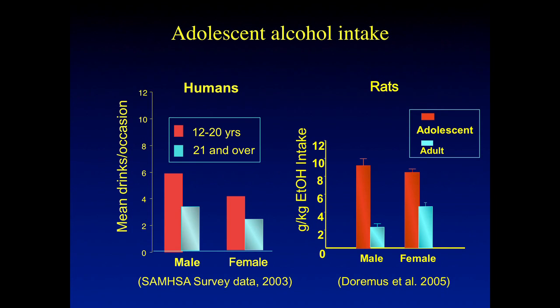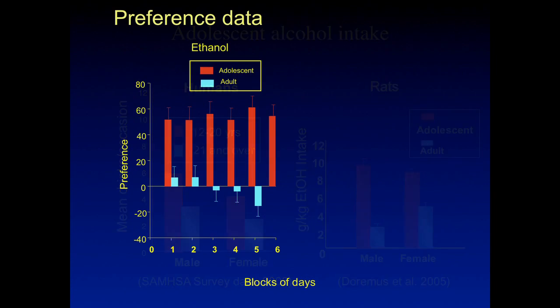Adolescents eat a lot and drink a lot too. So the question becomes, is it just that? Are they just drinking more because they drink more of everything else? So we did a preference study, where any number above 0 means that they're preferring the ethanol, and any number below 0 means that they're avoiding the ethanol.